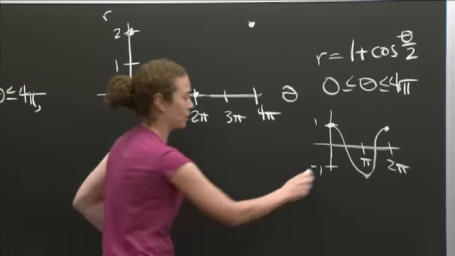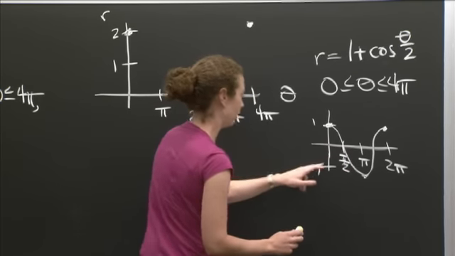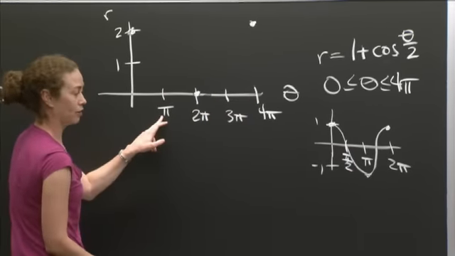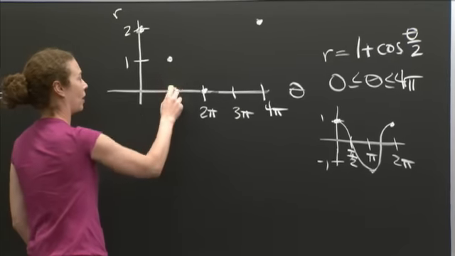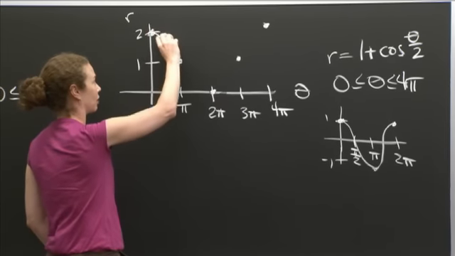And then where do these points go? This was pi over 2. The x value is going to be doubled. I'm going to be at pi, and the y value is going to go up by 1. So I'm at pi, 1 and 3 pi, 1. And so the curve will look something like this.